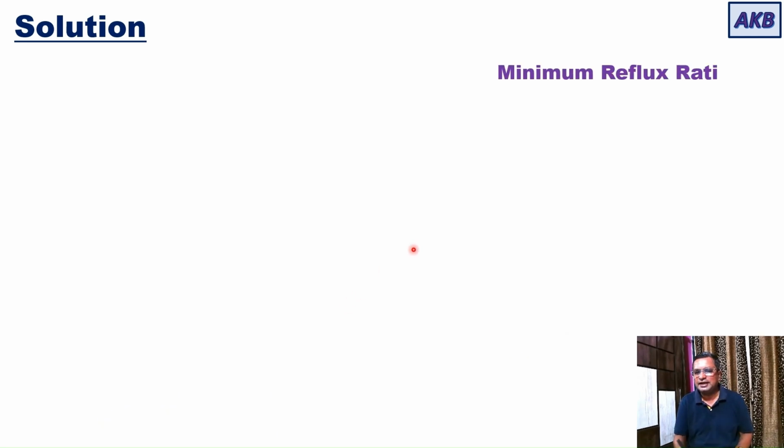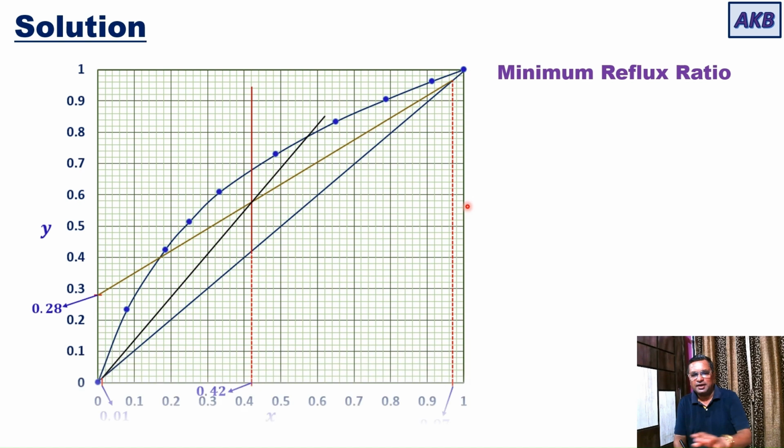Now, the first question was to get the molar flow rates, D and W. We got them. Then the second question was to get the number of ideal stages. We just got them. Now, the third question is we are supposed to get the minimum reflux ratio. For that, I'm going to use the diagram that was used previously for finding the number of stages. You can do this on the same graph, but I'm showing it separately so that you can understand.